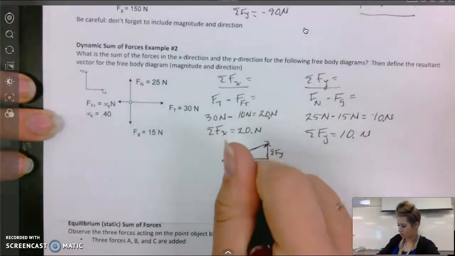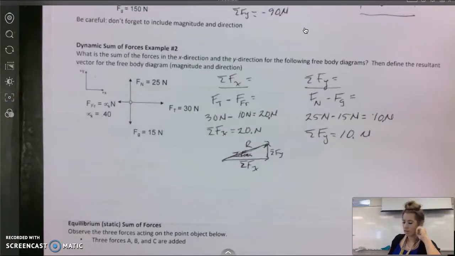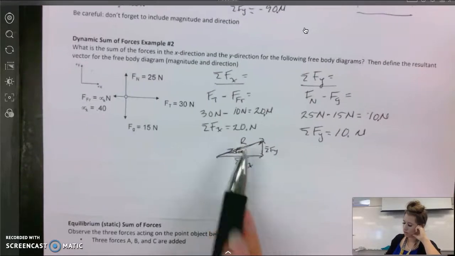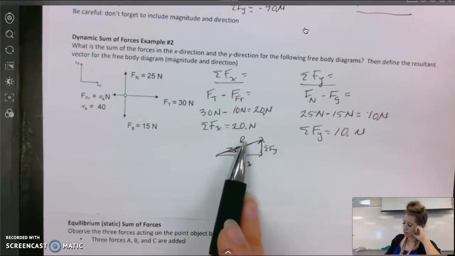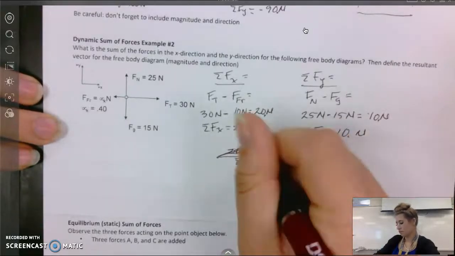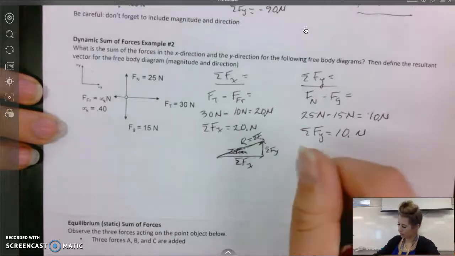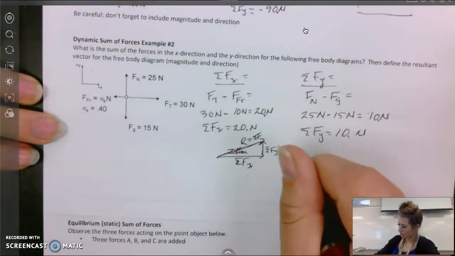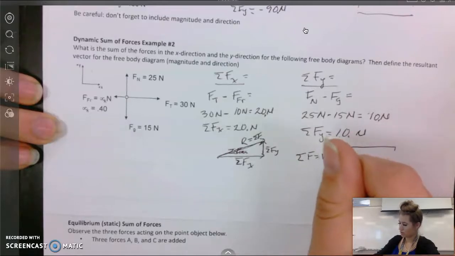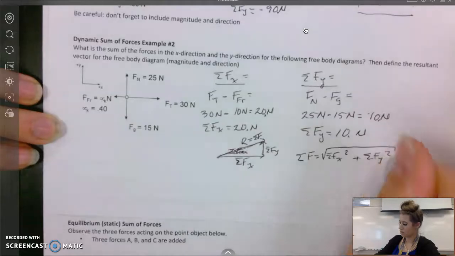This is sum of the forces in the x. Then we have some resultant, right? So let's use Pythagorean theorem to figure out what that resultant is. So we have a squared plus b squared equals c squared. Or my resultant, which is just the sum of the forces in general, is going to equal the square root of the sum of the forces in the x squared plus the sum of the forces in the y squared.